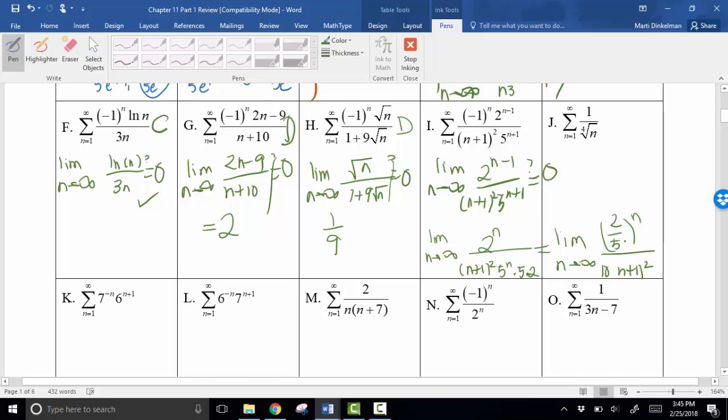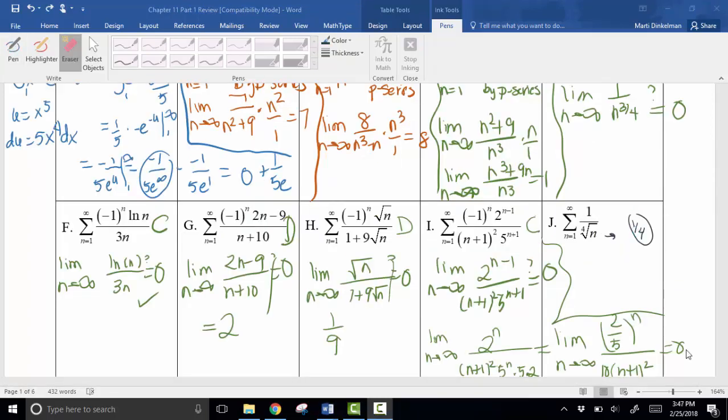So since the top of this, although exponential, when it approaches infinity, because this number is less than 1 on the inside, it will head towards 0. So this is going to head towards 0 while the bottom heads towards infinity. So that is going to be 0. So yes, this one converges.